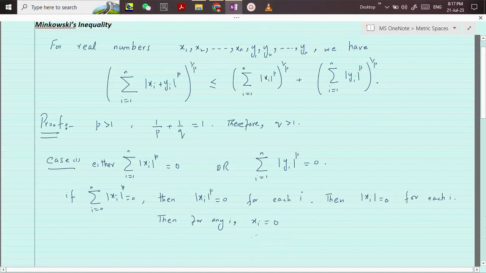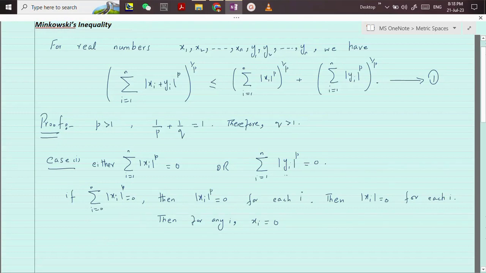So what does it mean? It means that in inequality 1, when each xi equals 0, on the left hand side we have summation i from 1 to n mod of yi power p whole power 1 by p, and on the right hand side, since each xi equals 0, this term goes to 0. So we have summation i from 1 to n mod of yi power p whole power 1 by p. So in this case, on both the sides we have the same quantity, so the inequality is satisfied.